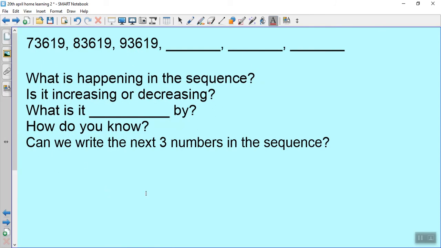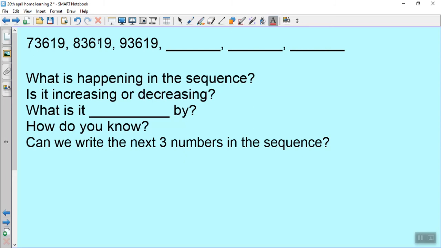Okay, we've got a new sequence. 73,619, 83,619, 93,619. So what's happening? Is it increasing or decreasing? Is it going up? I believe it is going up, so it's increasing. What is it increasing by, and how do we know?